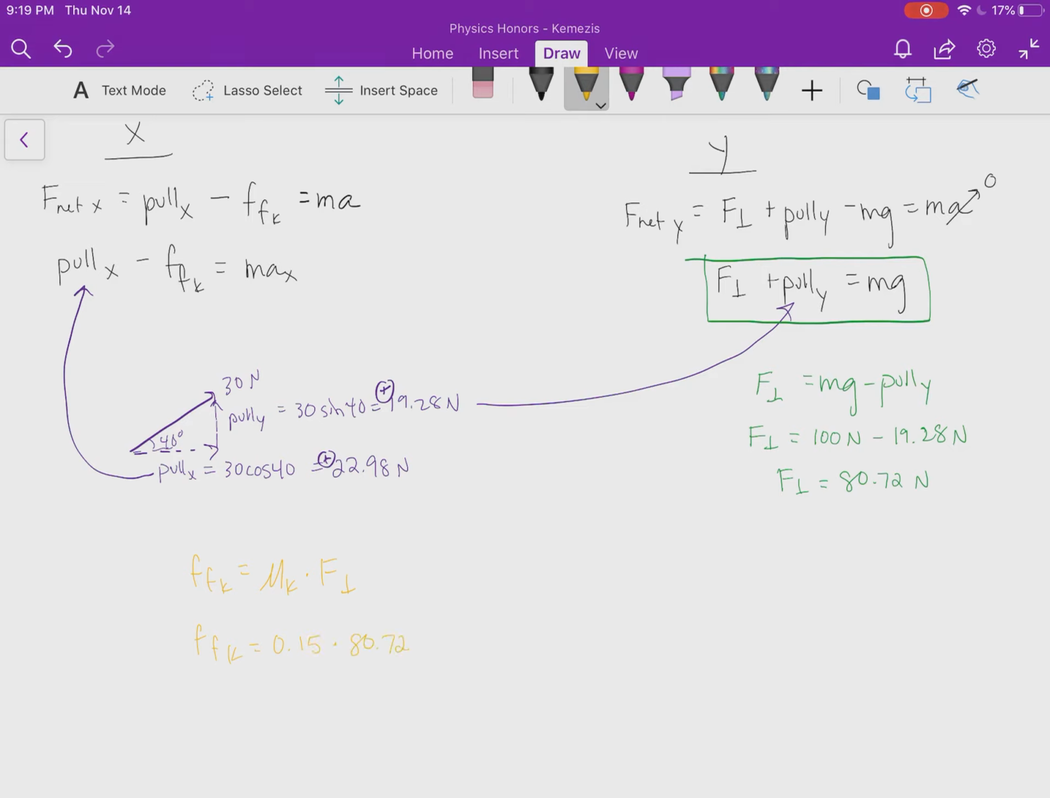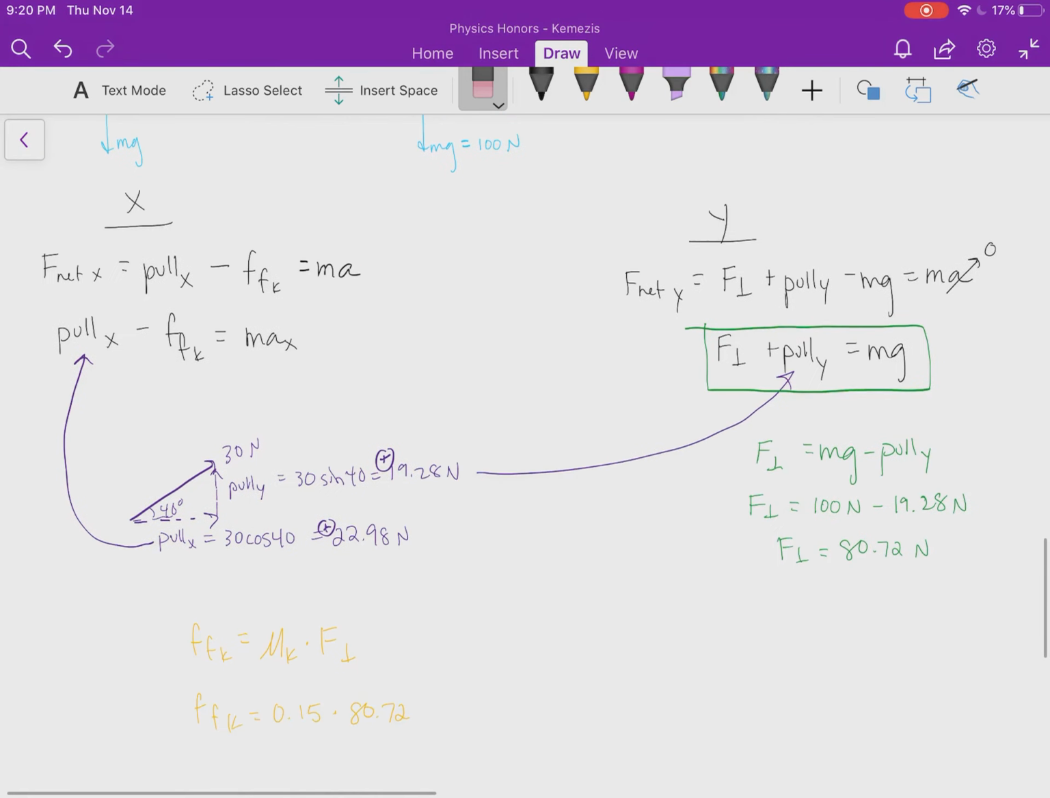Our normal force, 80.72. So I'm going to say it again, the normal force is situational. So you can't just assume that the normal force is equal to mg. You have to look at your net force in the y direction and get an equation for what the normal force is. If there's only two forces in the y direction, the mg and normal, then yes, those two are equal to each other. But if you have more forces going on, like you're pushing down on something, you're pulling up on something, you have to pay attention to that equation.